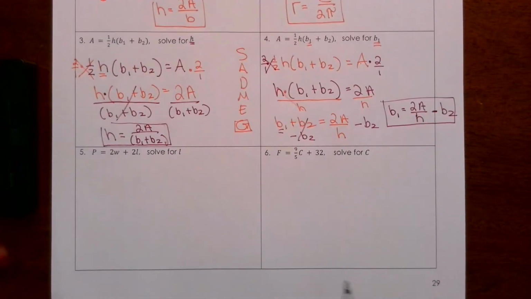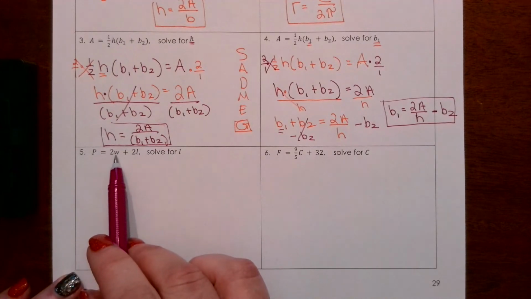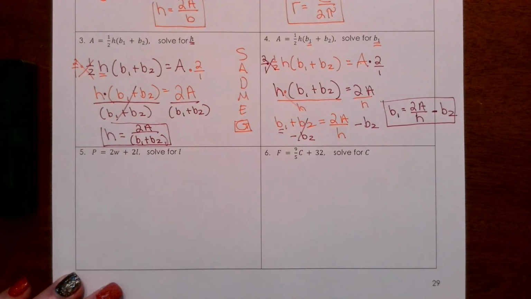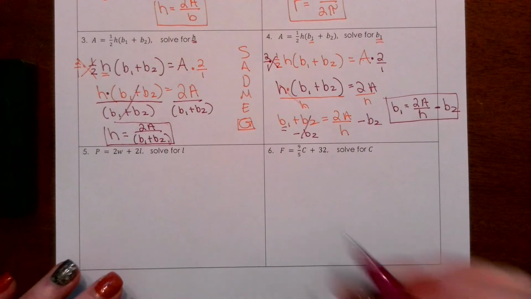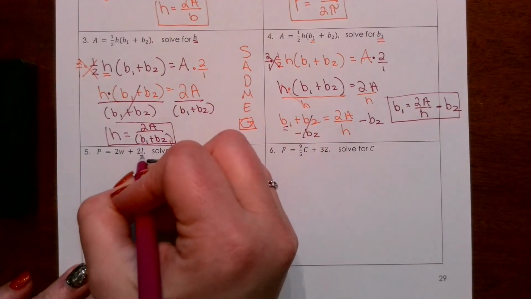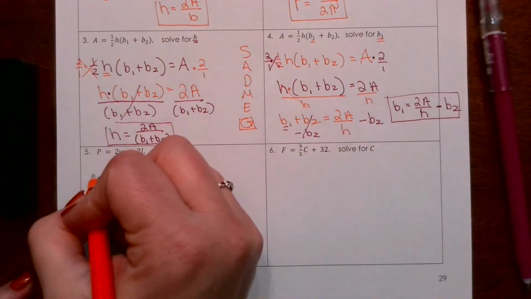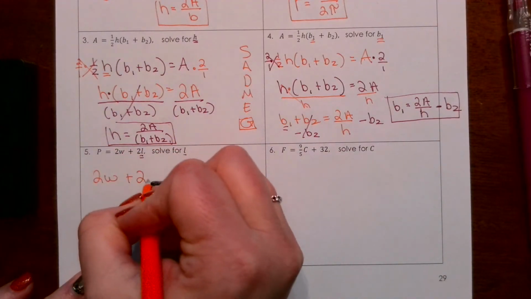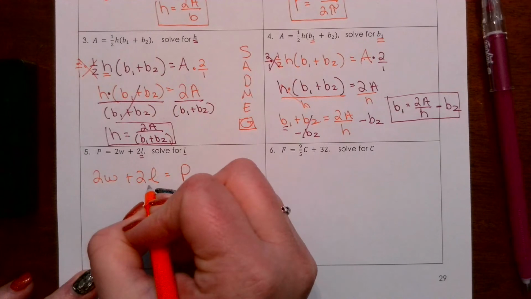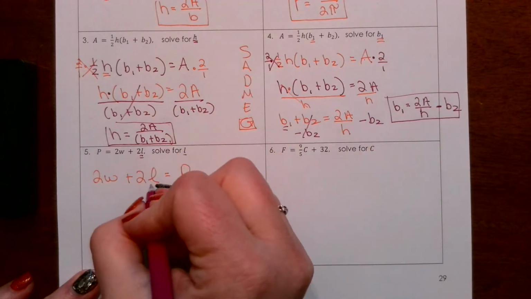Alrighty, moving on, we have perimeter equals 2 times width plus 2 times length. That's the perimeter of a rectangle. And I'm solving for L. I'm going to rewrite again. I'm going to rewrite so I have 2W plus 2L equals perimeter. Remember, I'm solving for this L here.